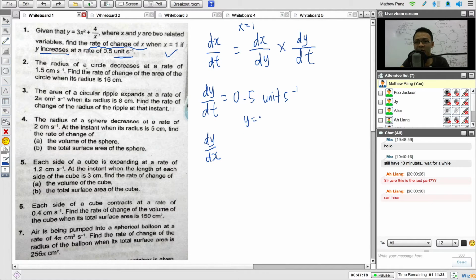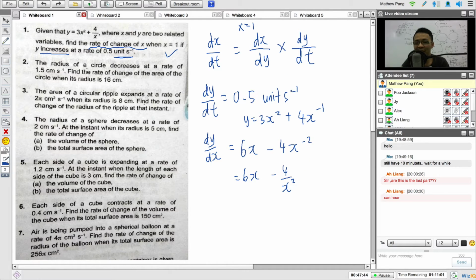I have y equals 3x squared plus 4 over x. I write in indices as 4x to the power of negative 1. So I differentiate this one: I move the power in front and I minus 1, so it will be minus 4x to the power of negative 2. Which is 6x minus 4 over x squared. This is dy/dx.